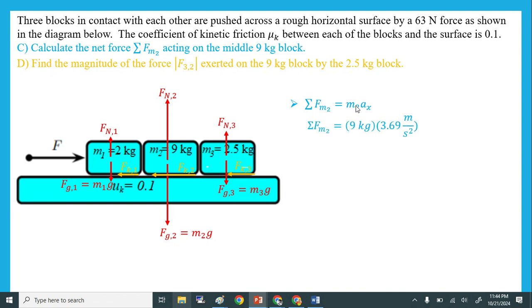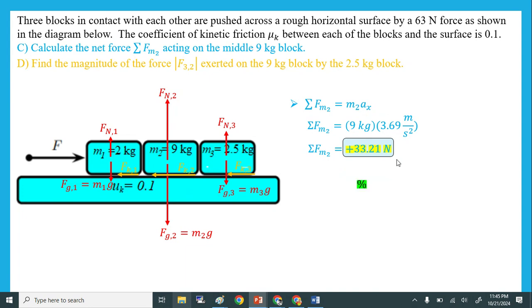Therefore, M2 is 9 kilograms, as shown here in the middle, and the acceleration we calculated in the previous slide is 3.69 meters per second squared. And if you do that, you should get a net force for M2, just for the middle block, of 33.21 newtons. Okay, so that's our answer for part C.